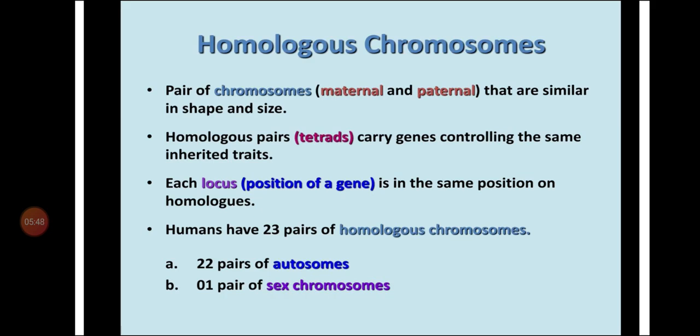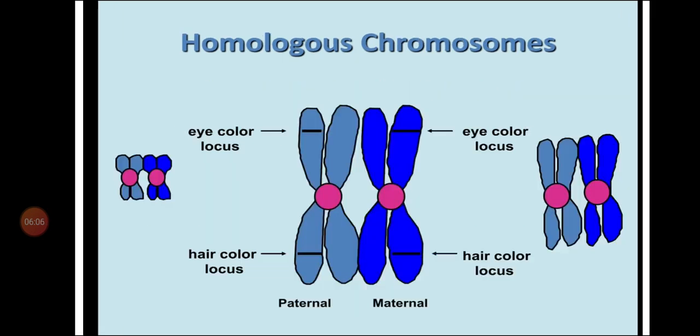The last pair is the sex chromosome. In male it will be XY and in female it will be XX. So that last pair of chromosomes will determine the sex of a person, male or female. Next you can see here homologous chromosomes: paternal homologous chromosome and maternal homologous chromosome.